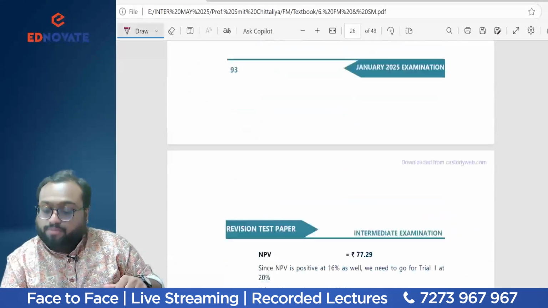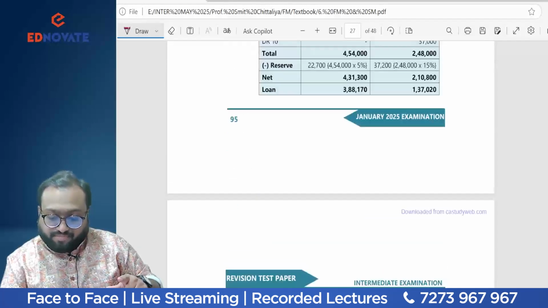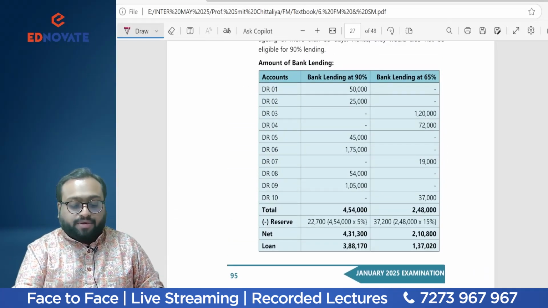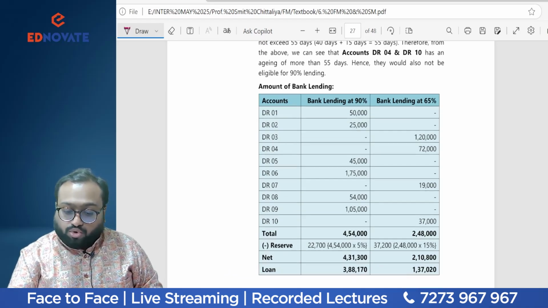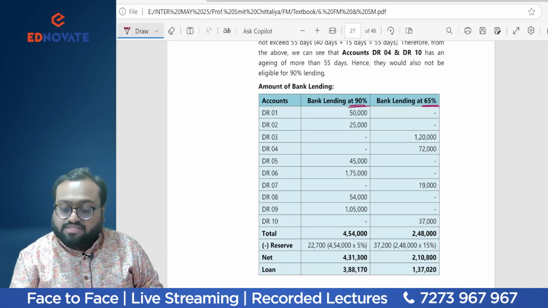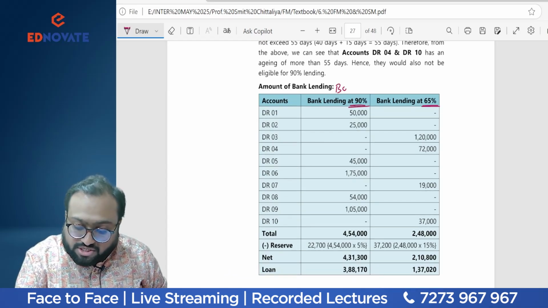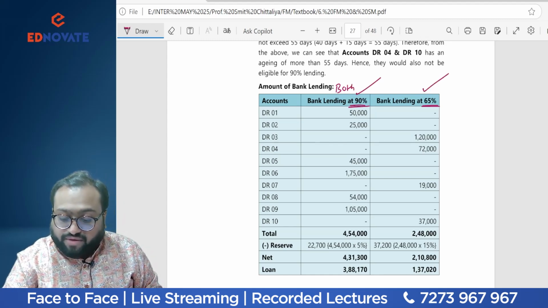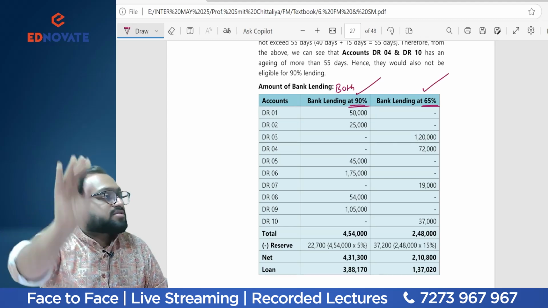Current outstanding should not be more than 45 days and average payment should not be more than 55 days. Now, lending at 90%, lending at 65%. If both conditions are satisfied, tick mark. But if both conditions are not satisfied, you will get 65% of the lending. Is the first thing clear?